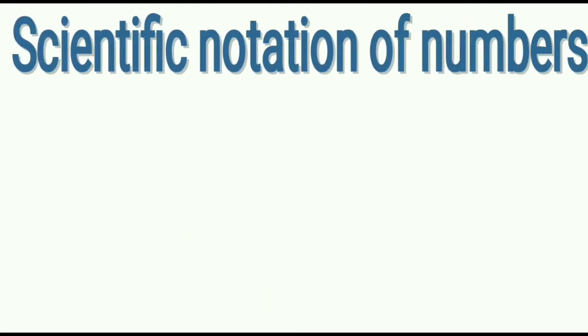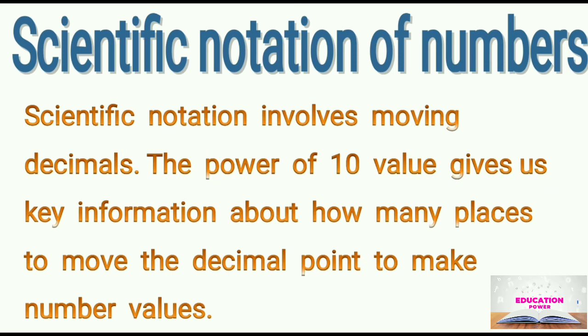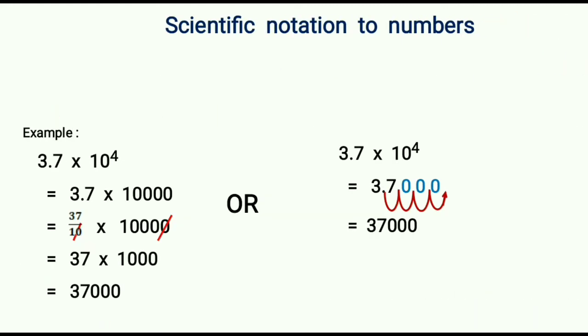Scientific notation of numbers. Scientific notation involves moving decimals. The power of 10 value gives us key information about how many places to move the decimal point to make number values. For example, 3.7 multiply 10 raised to power 4. This sum can be solved like this. But to do it easily, we can do it like this also.